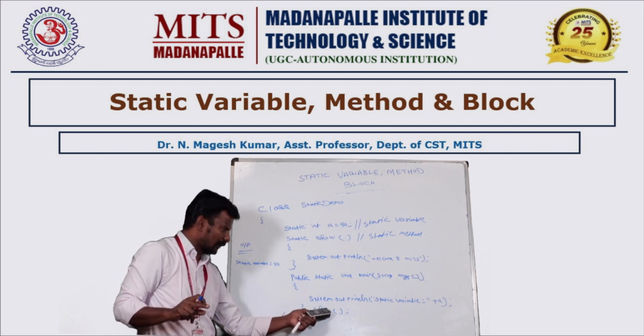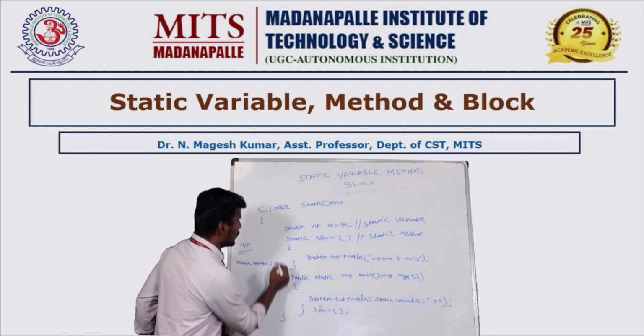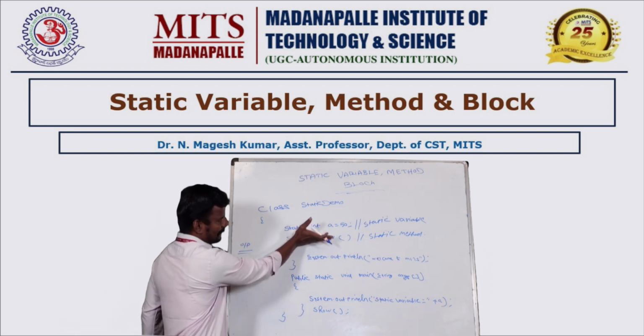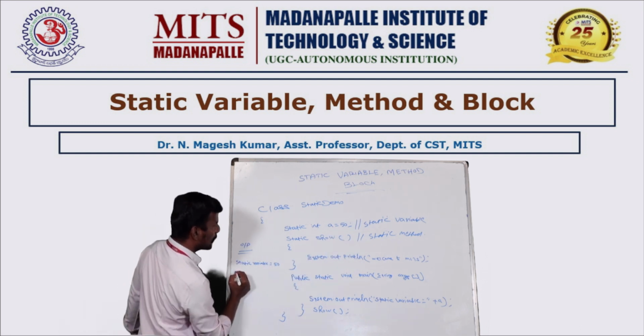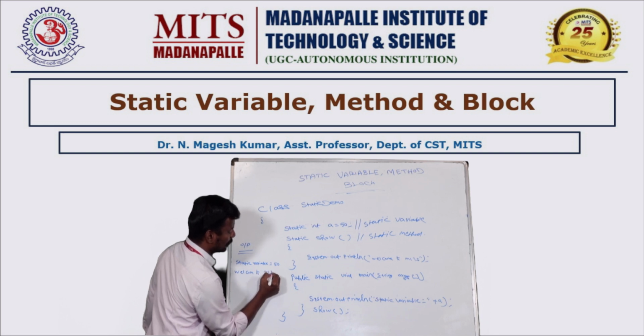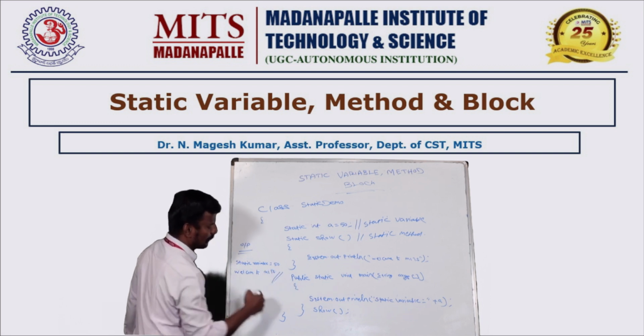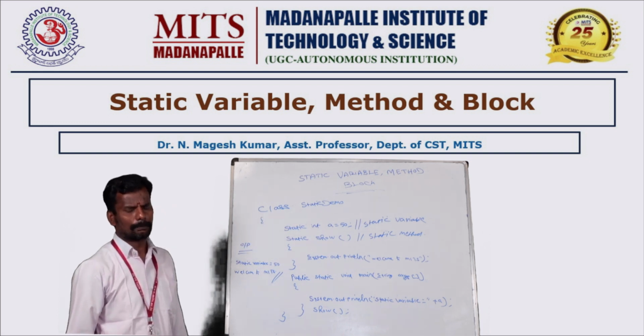When you are calling this method, the flow will go to where we defined it. In that method we defined some task. What is the task we defined? Welcome to MITS. So that will be printed. This is the output we are expecting when you are executing this program.